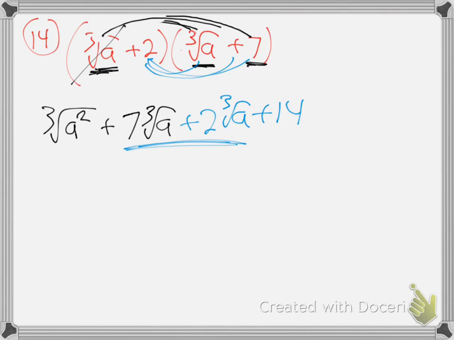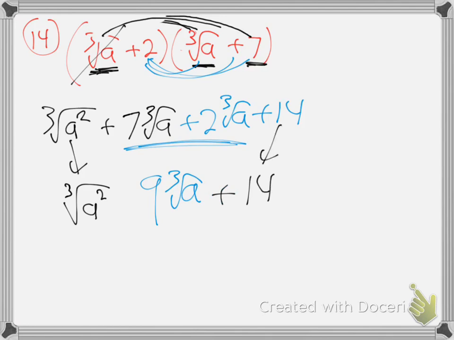9 of those, cube root of A things, huh? And then the other parts, just bring them down. That's cube root A squared, the 14, just bring it down. We're done. There's really nothing more we can do.